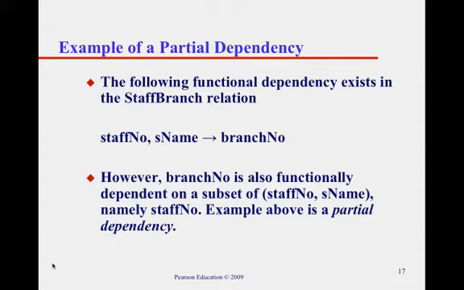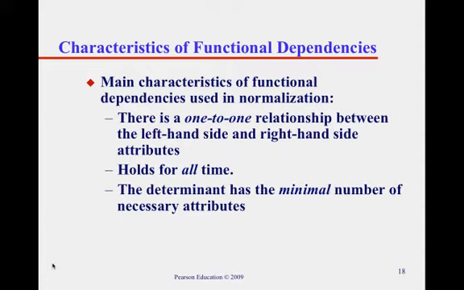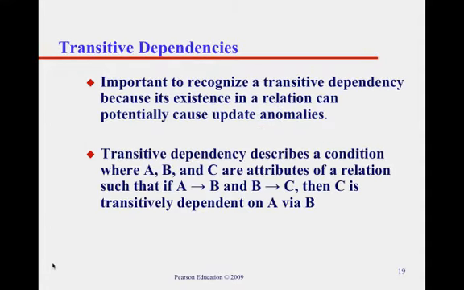So partial dependencies are bad. You want to have full functional dependencies. You'll see that one of the normal forms eliminates partial dependencies from the relation. So one of the normal forms is going to ensure that we only have full functional dependencies.